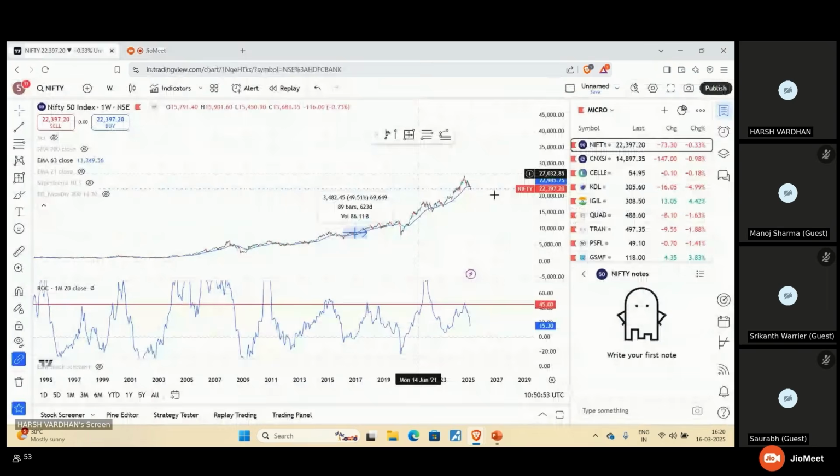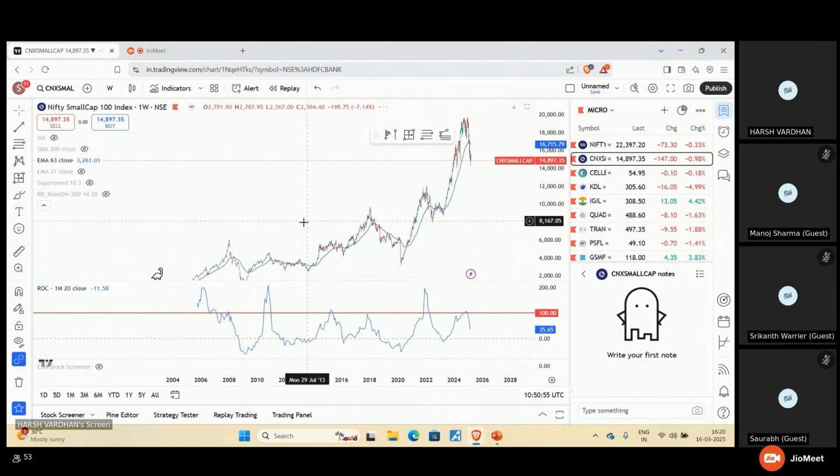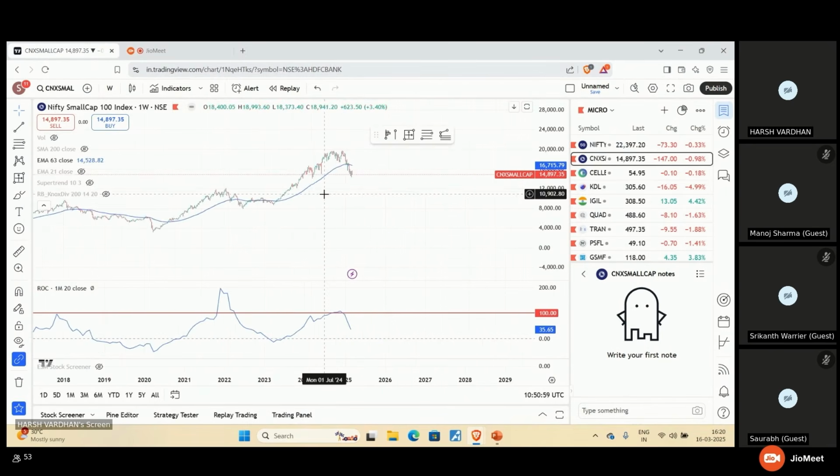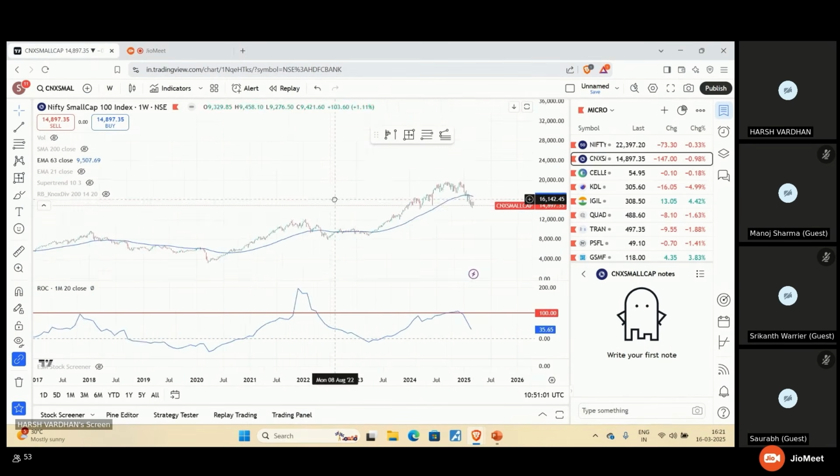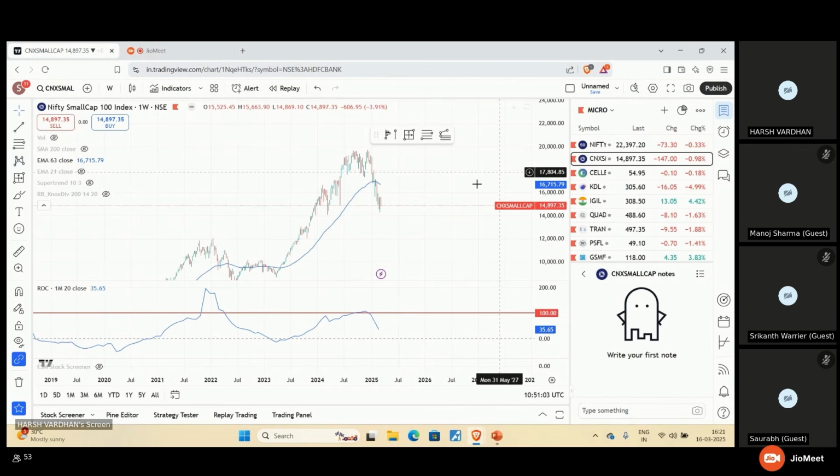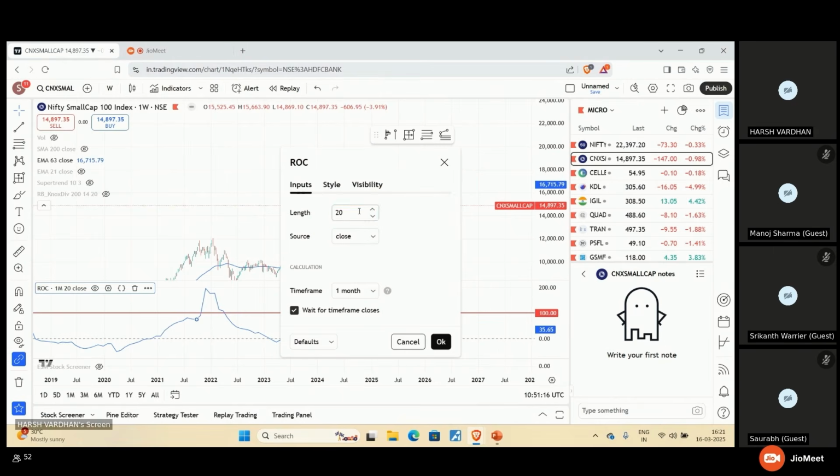So let's move to small caps. How to use it for small caps? So for small caps and micro caps, for example SME, I will come to SME later. First, focus on small caps. So for small caps, your line should be at 100, as here. The time frame should be the same. I have kept it simple for you. Length 20, time frame 1 month.